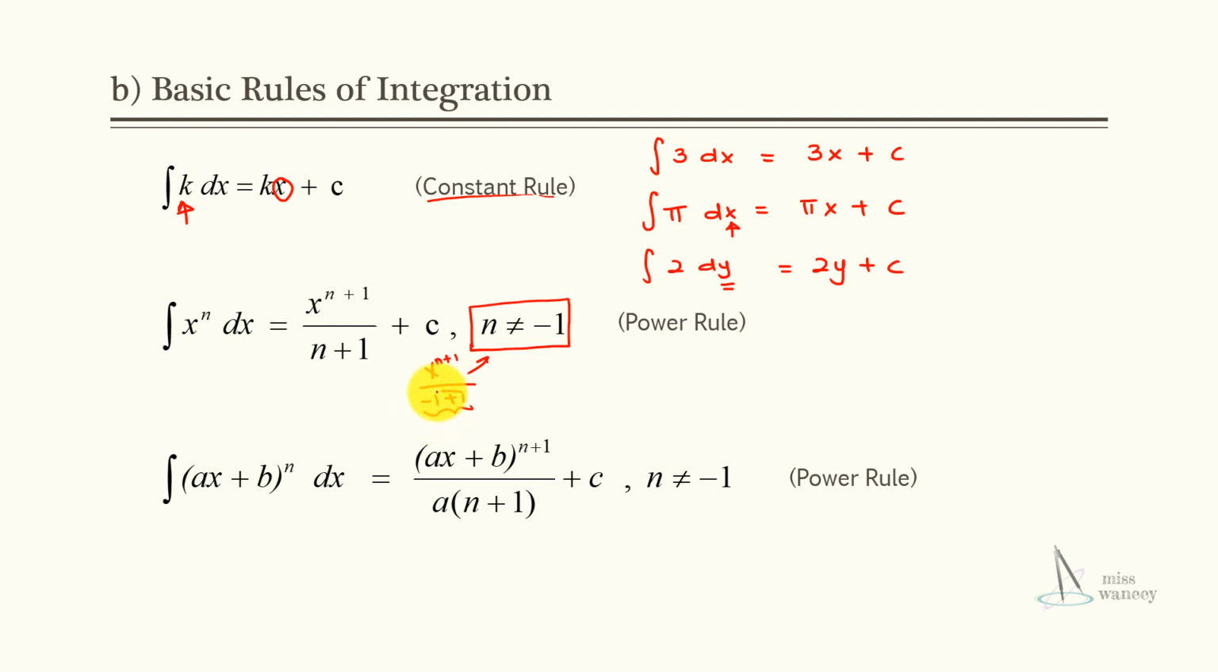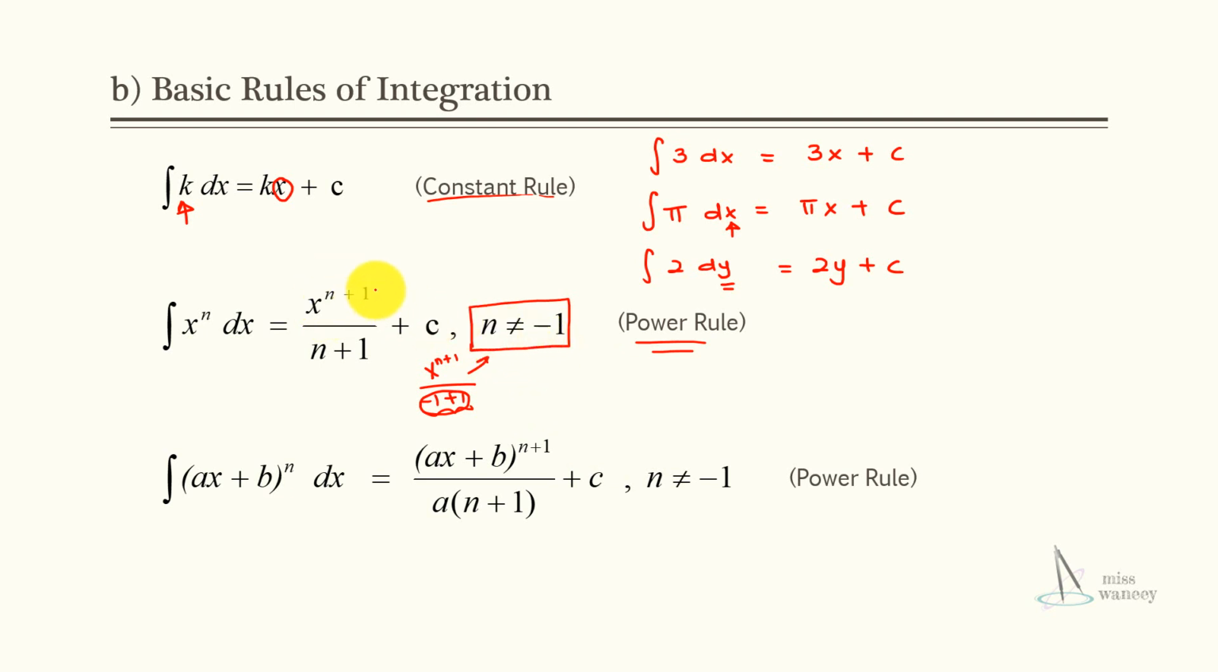So -1 plus 1 is equal to 0. Anything divided by 0 is undefined. That is why we must avoid having -1 as our power if we want to use the power rule. We actually have something else for n equal to -1, which we call the special power rule. So firstly, let us proceed with the basic power rule first, where n is not equal to -1.